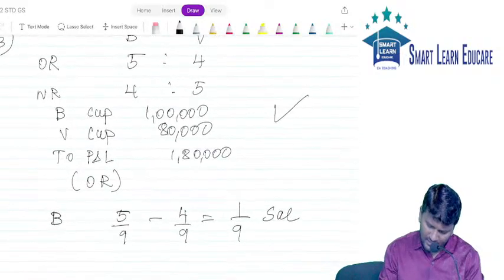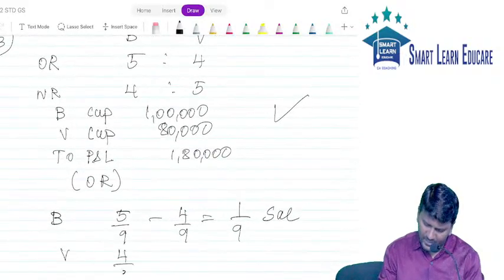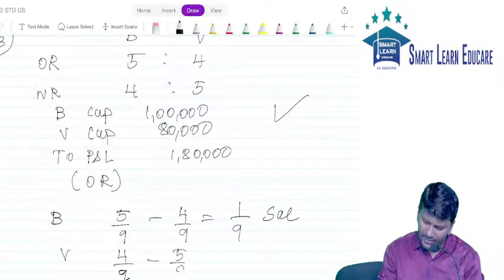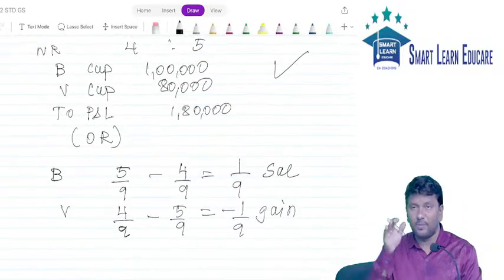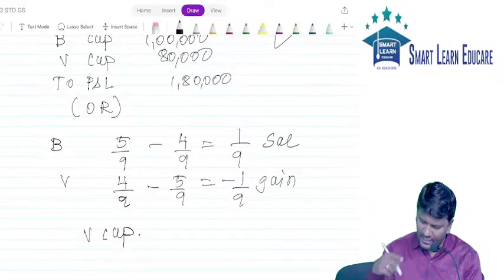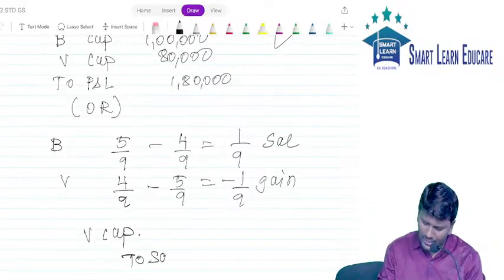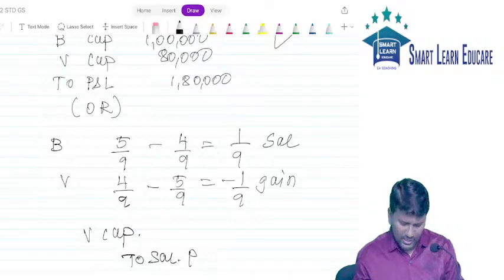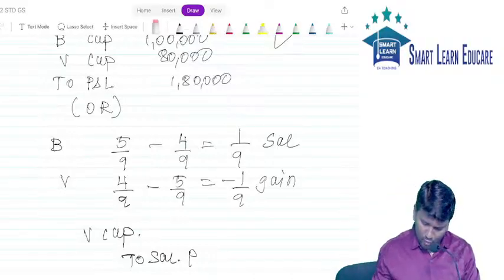நெக்ஸ்ட் பார்ட்னர் வீக்கு கால்குலேட் பண்ணுங்கள். It is 4/9 minus 5/9. 4/9 minus 5/9 will give you minus 1/9. அப்போ this partner is gaining. அப்போ இதுக்கு இந்த ரிசர்வ்ஸ் டு பி ரீடெயின்டுன்னு சொன்னாங்கல்ல, இதுக்கு என்ட்ரி gaining partners capital account debit to sacrificing partner.